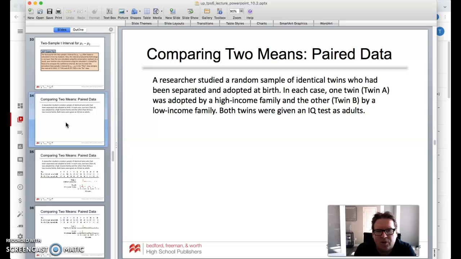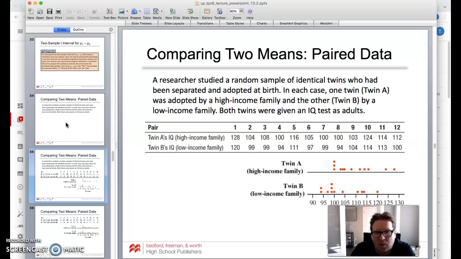A researcher studied a random sample of identical twins who had been separated and adopted at birth. In each case, one twin, A, was adopted by a high-income family, the other by a low-income family. Both twins were given IQ tests as adults. All right, so we kind of see what's going on there: twin A, the high-income family, and twin B. So we look at those dot plots, those distributions.